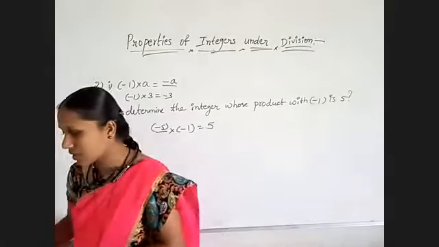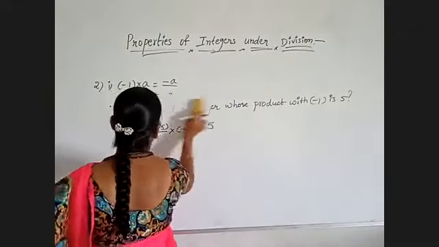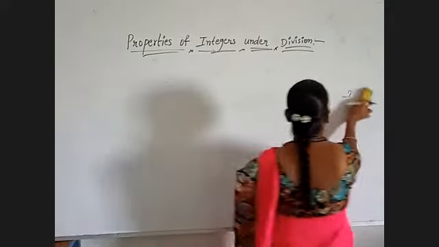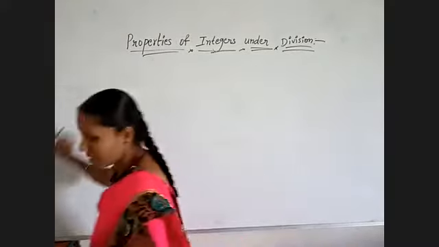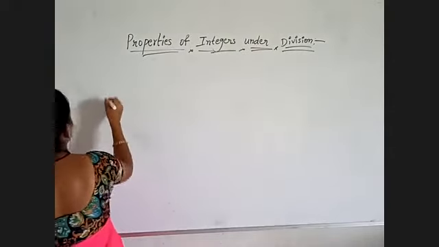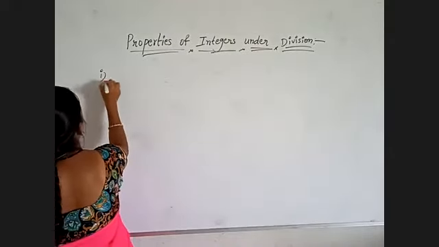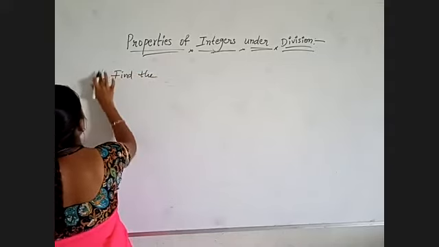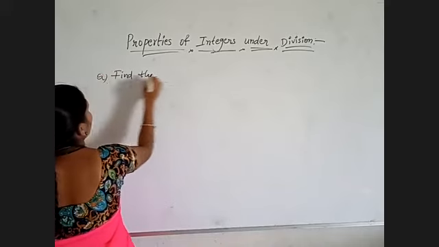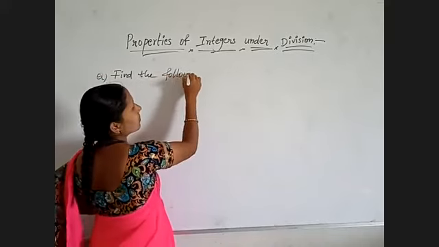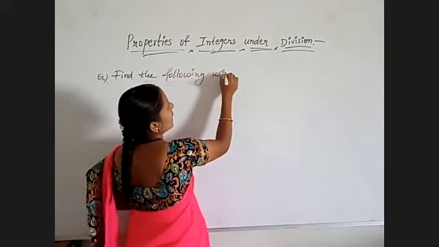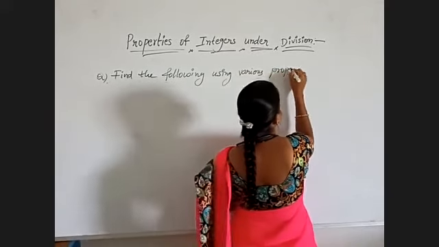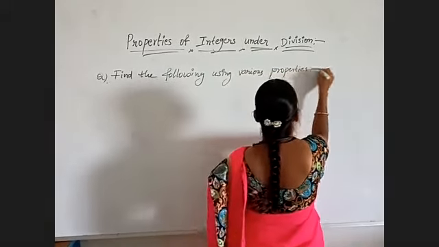And coming to the next one. So different properties, how we are going to use them, I'm showing now. So take these examples, very, very important and easy. If you understand this, you can solve any problem. Find the product using the properties. Find the following using various properties. So what are those? Just observe.